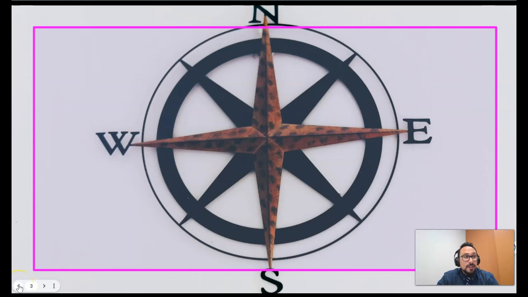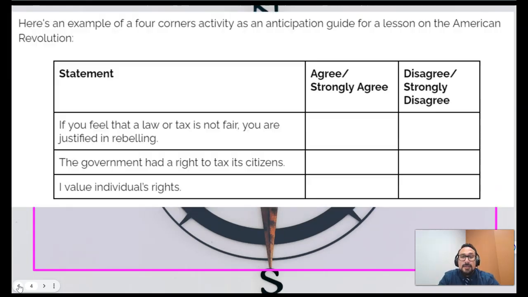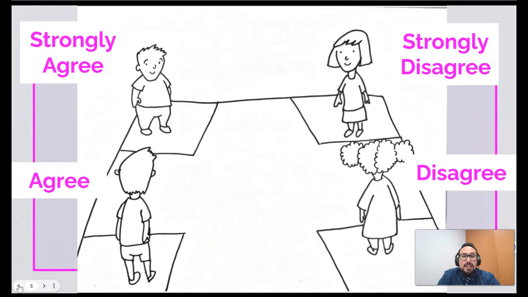Another variation of this strategy is four corners. In four corners, students are presented with a statement or a question, and then they move to one of four corners in the room that represents their opinions or answers. And the four corners can be labeled with different opinions, such as this, ranging from strongly agree down to strongly disagree. And then students are asked to move to a different corner of the room that represents their answer.